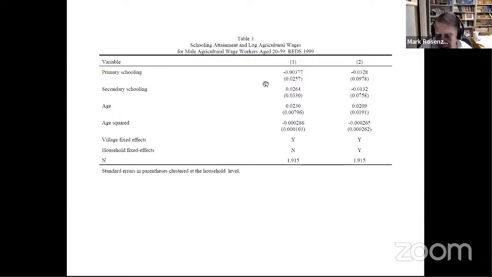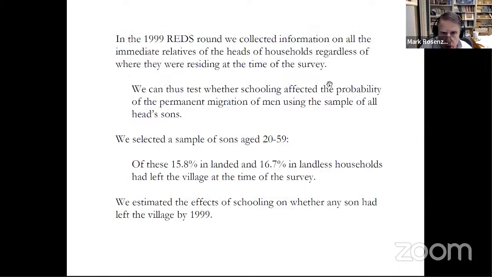So in both data sets, there's just no evidence that agricultural wages are pushed up by the schooling of the individuals. Now, another hypothesis you might have is that schooling may not affect the wages in the local labor market, but it might facilitate outmigration. In the 1999 REDS, we collected information on all of the immediate relatives of the head, including where they were residing at the time of the survey. So we know precisely who left the villages.